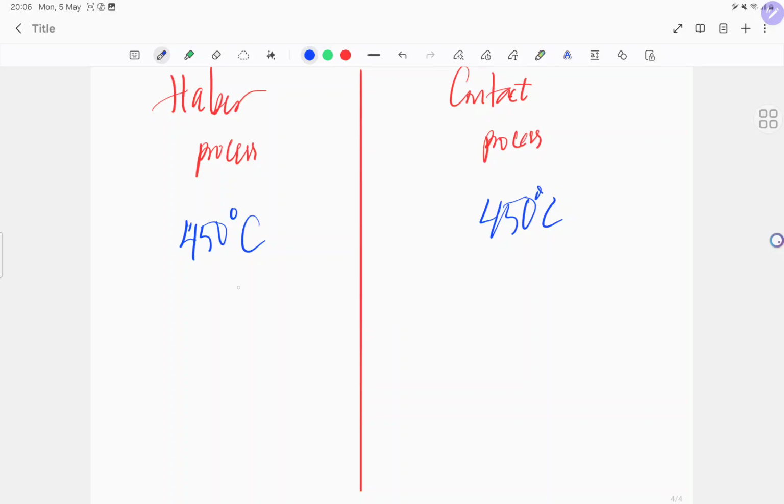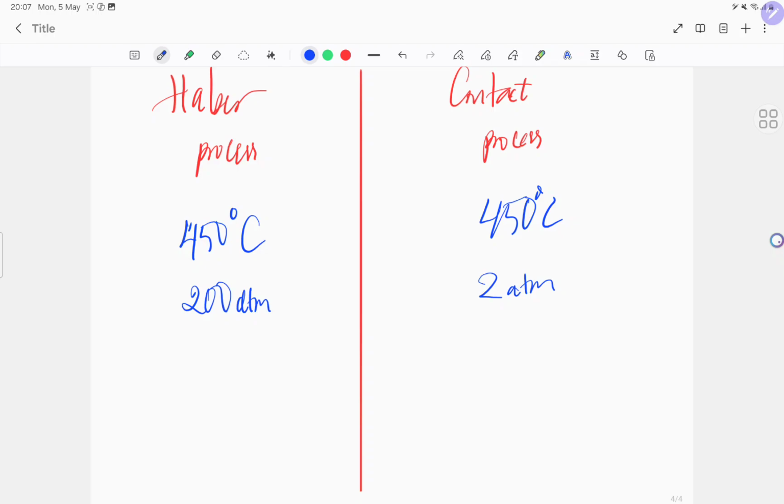For pressure, 200 atmospheres. Is it 2 atmospheres? That's correct, only 2. So this is the difference. This one happens at high temperature and high pressure. But this one has only low pressure.